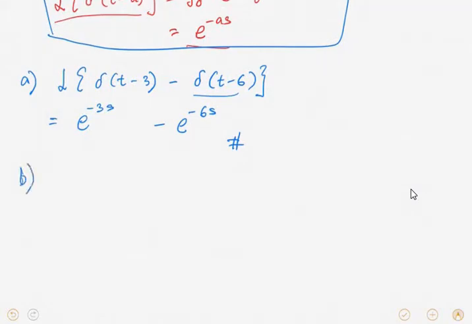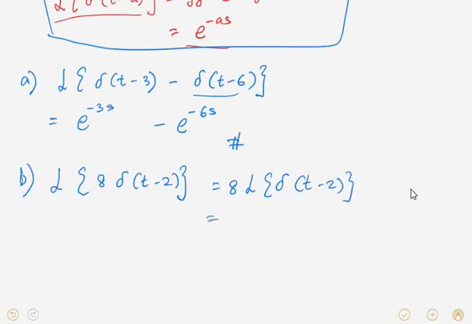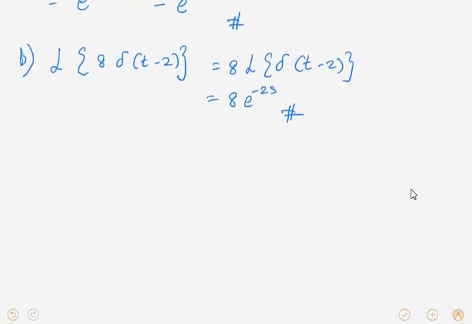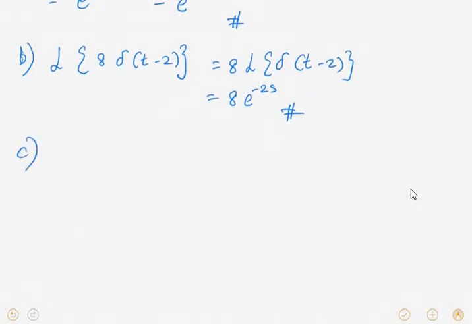Second, if I have the Laplace transform of 8 delta(t minus 2), 8 is a constant, so you can take out the constant, so this becomes easy. Now for delta(t minus 2), you will obtain e to the negative 2s. Okay, this is easy also. Let's look at the next one. What if you have the Laplace transform of delta(t plus 5)?